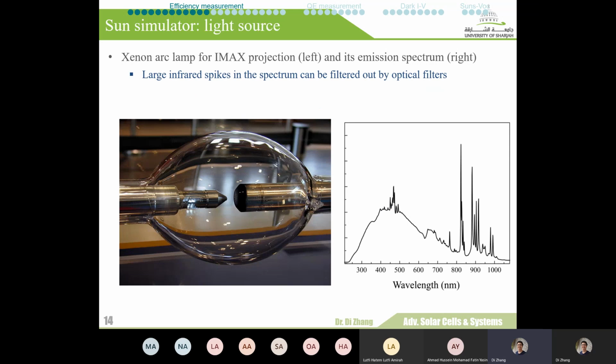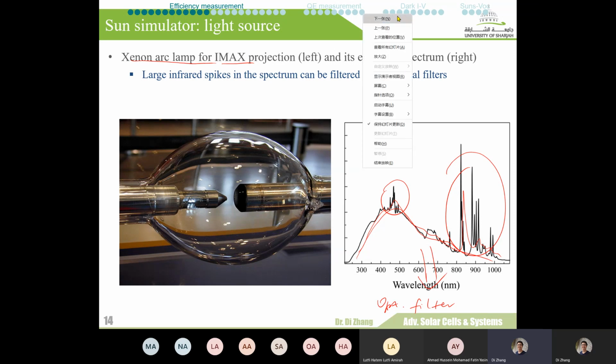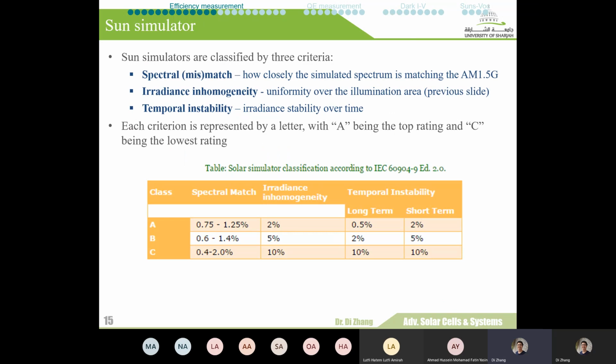And here is an example of the xenon lamp that is used for IMAX projection. This is the emission from the xenon lamp. You can see that we have a lot of spikes here that you are not going to find in the actual solar spectrum, and maybe the shape is not the same. So which is why we have to send this through the optical filter, to modify the emission so that it's as close to the solar spectrum as possible.